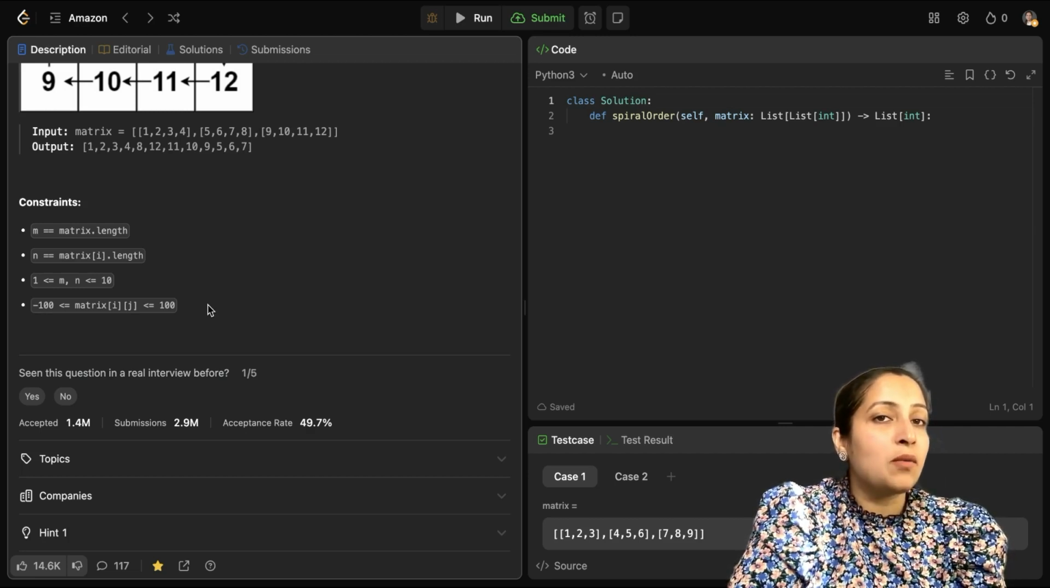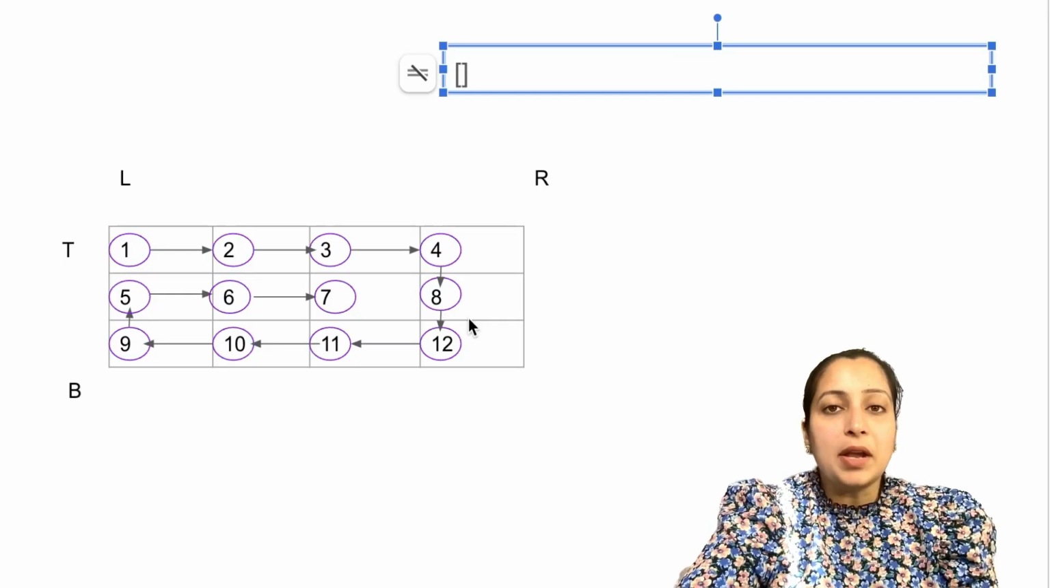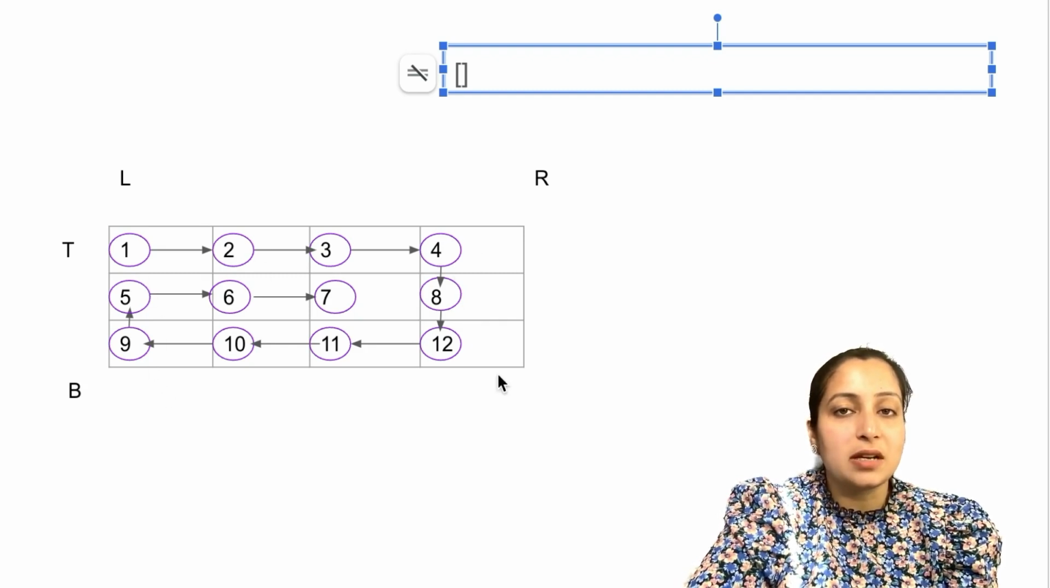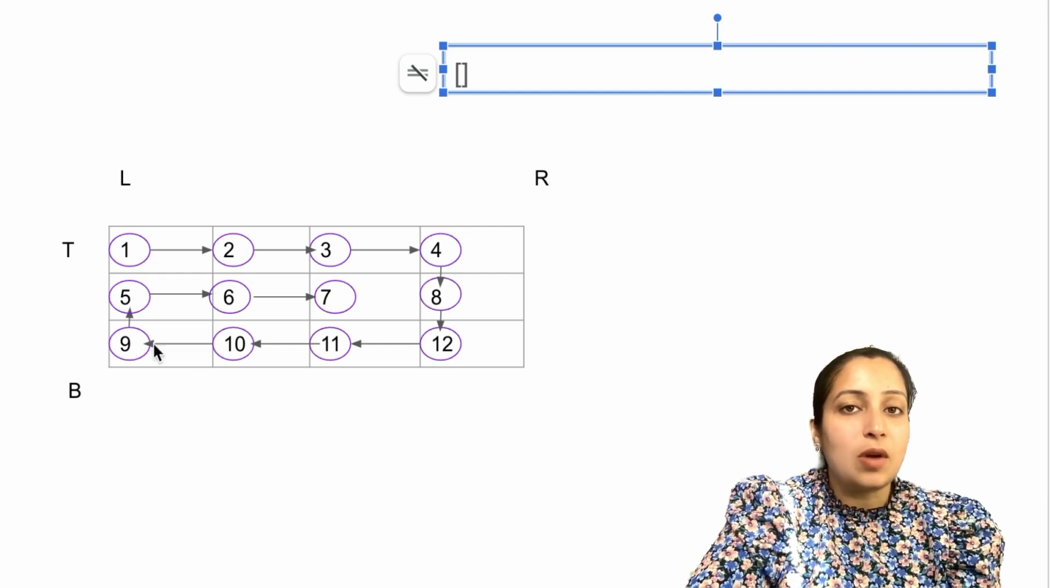Now we'll look at the ways we can solve this problem. Now here is my example 2 from the question. I was given a 3 by 4 matrix. So I have brought this matrix here. And I'll explain the approach we are going to take to solve this question. So I have put my top pointer here in the first row, the 0th index.